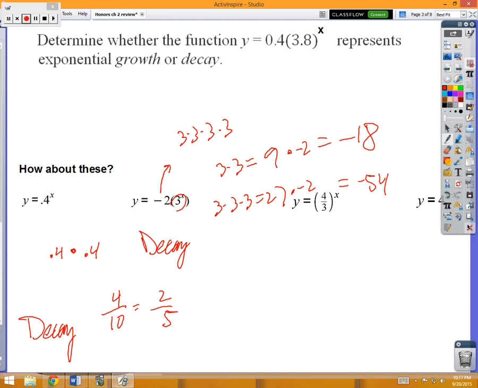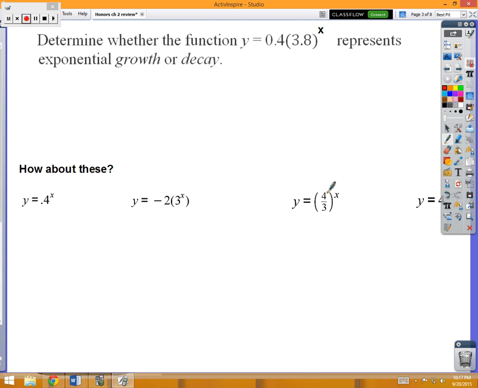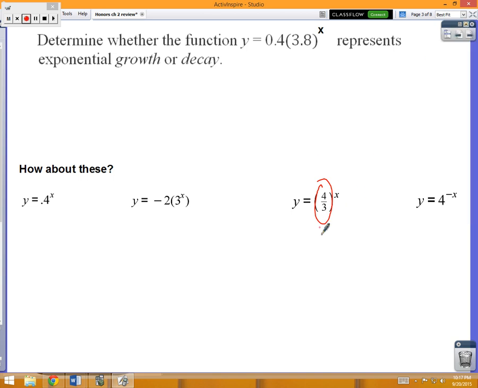Okay, the next one is a trick question. You look at that, and you see the fraction, and you want to say fraction is division, so this must be shrinking. But it's not the case, because 4/3 is actually the same thing as 1 1/3, which is somewhere between 1 and 2. So you're timesing it by more than 1. You're timesing it by almost 1.5. So it is growing.